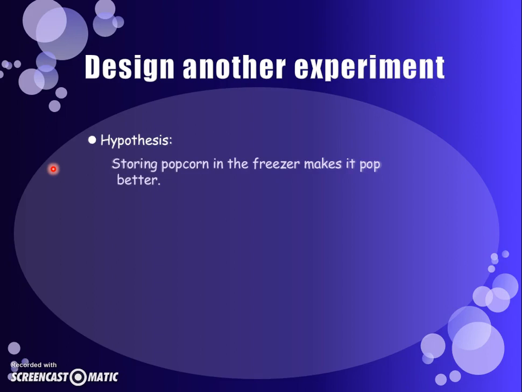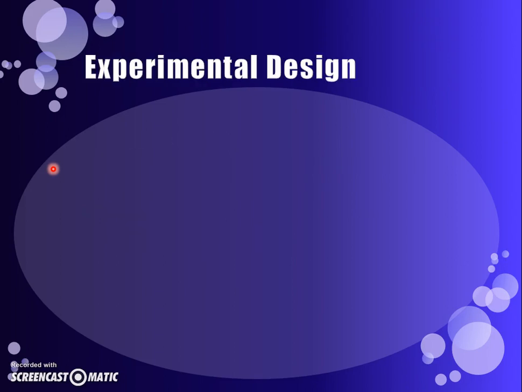Okay, storing popcorn in the freezer makes it pop better. That's a hypothesis I've heard from people. Okay, so what will your control be? Pause it and think about what you will be doing so that you know what the results would be. Okay, your control is your regular one. You stored it at room temperature, and then you'll be testing your single variable, which will be the storage temperature. Either it's at room temperature or else in the freezer.